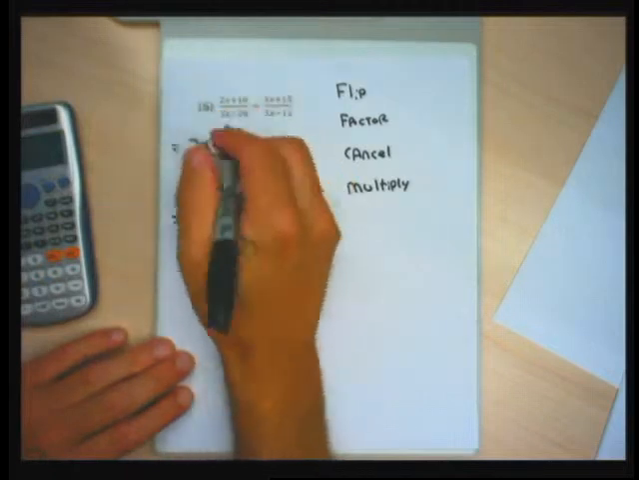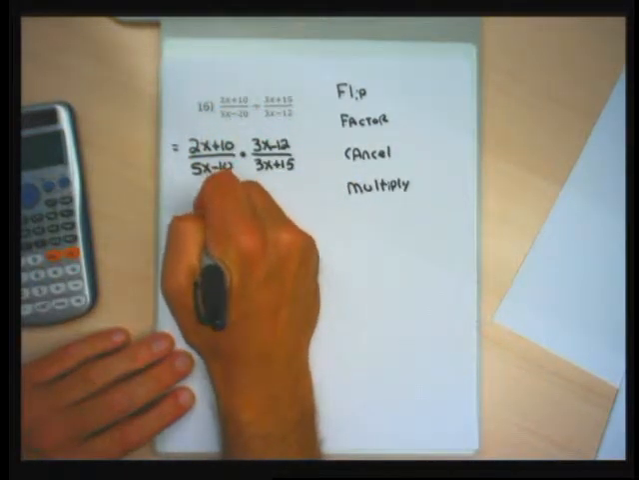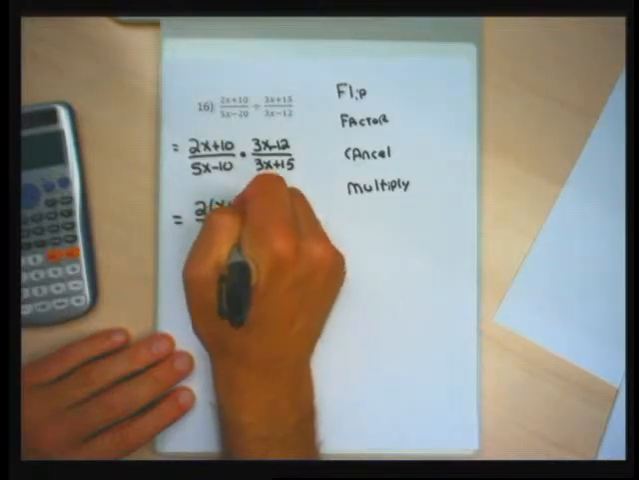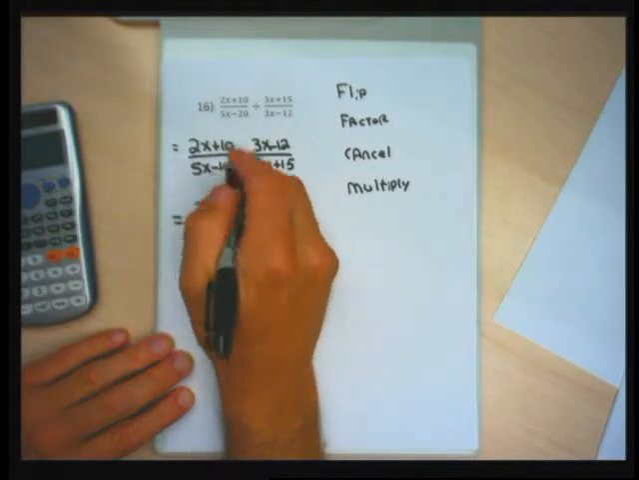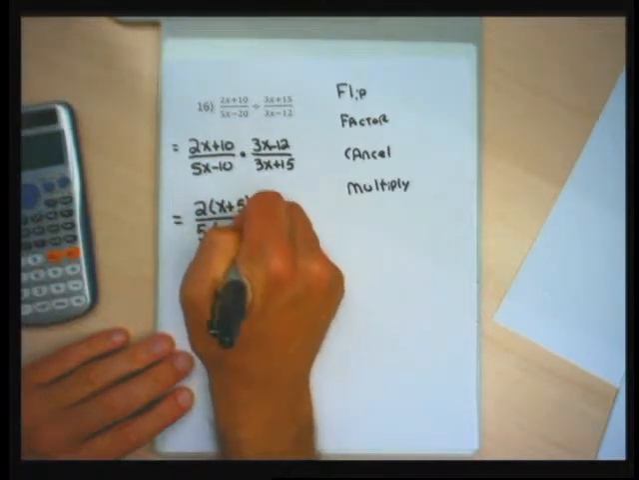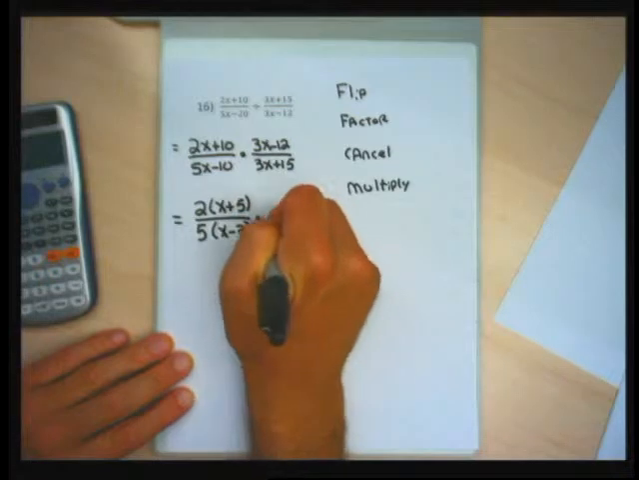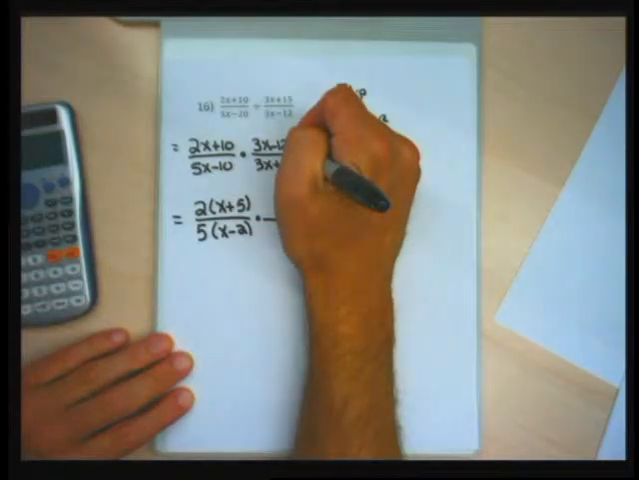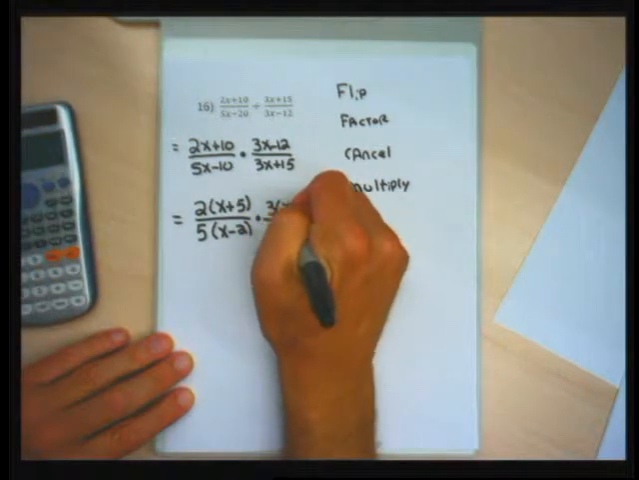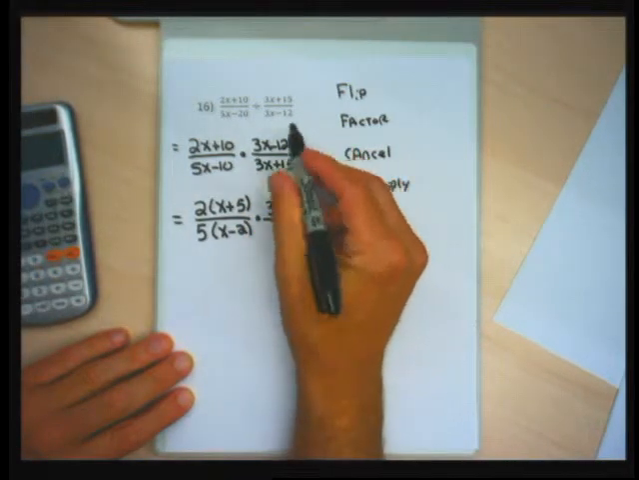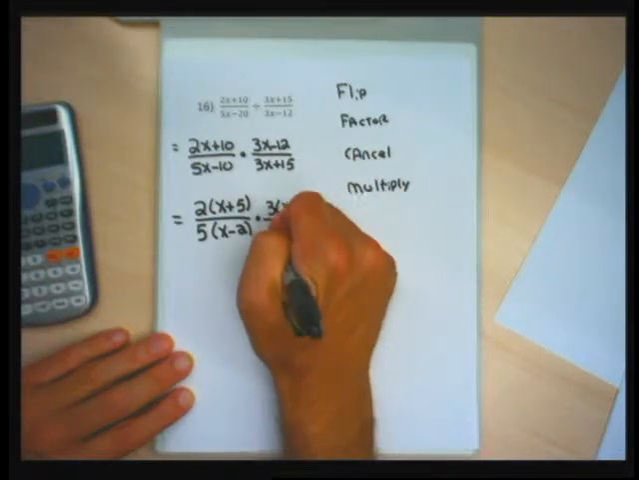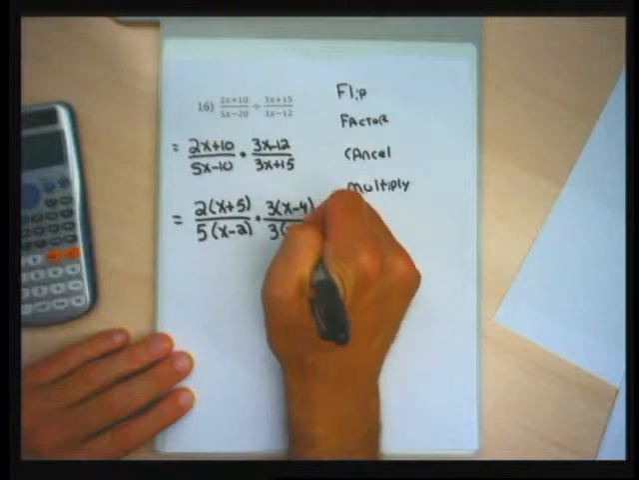In the left numerator, I'm going to factor out a 2 and be left with an x plus 5. In the left denominator, I'm going to factor out a 5 and be left with x minus 2. In the right numerator, the 3x minus 12, I'm going to factor out a 3 and be left with x minus 4. And in the right denominator, the 3x plus 15, I'm going to factor out a 3 and be left with an x plus 5.